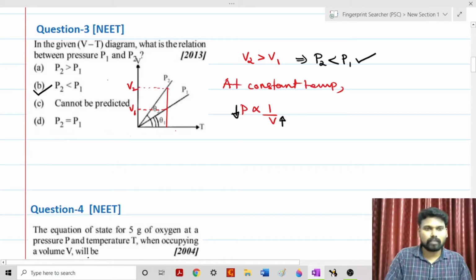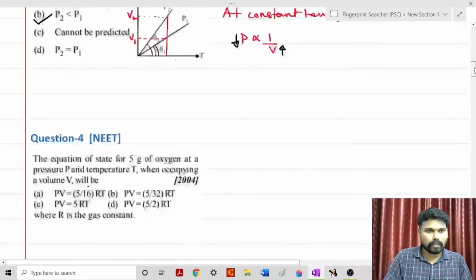So, this is how you can solve this type of questions. Take an isotherm. In some cases you can take an isobar. In this question you have to take an isotherm. So at constant temperature you can apply Boyle's law. Pressure will be inversely proportional to volume. So here V2 is greater than V1, so you can say that P2 is less than P1. So it is the answer.